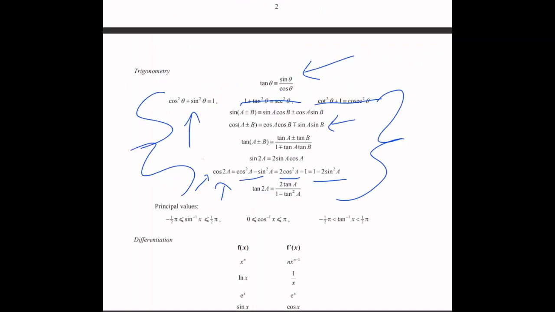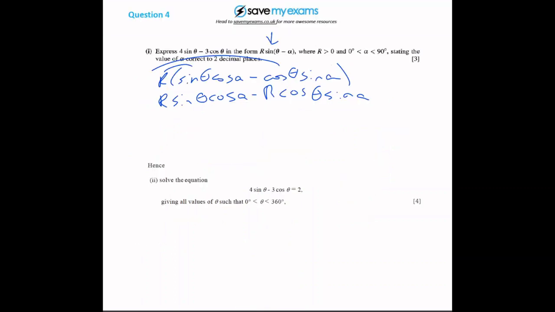I wonder, does the tangent one have 2 terms? No, it just has a fraction. Oh, that's yucky to deal with. I don't think you'll ever have tangent for this kind of thing.